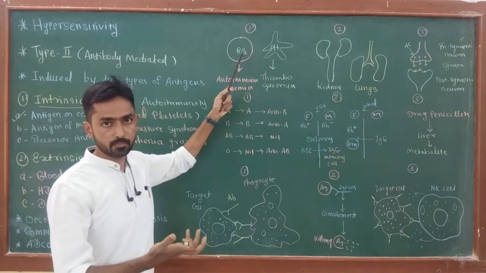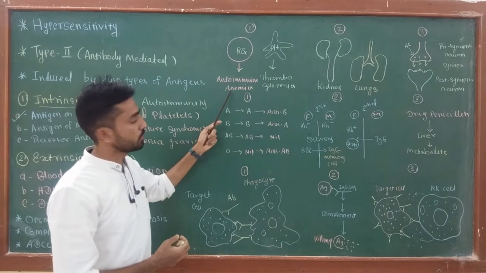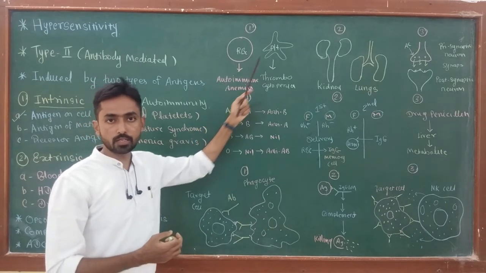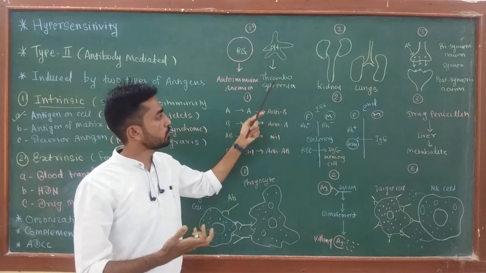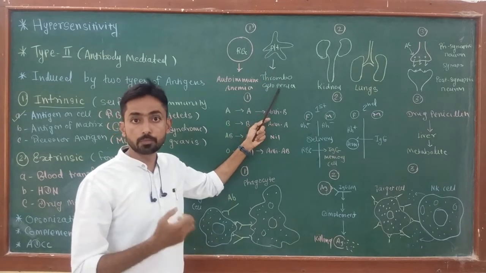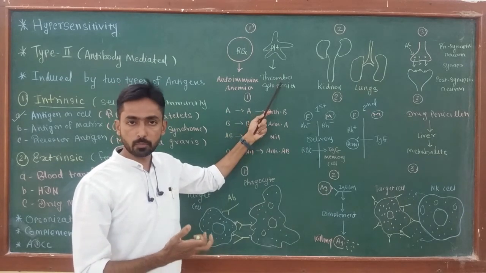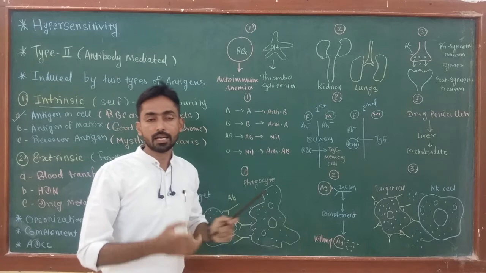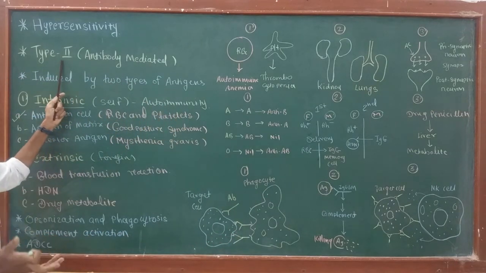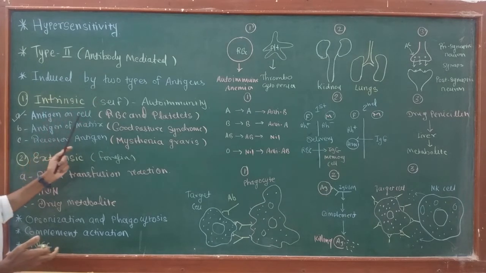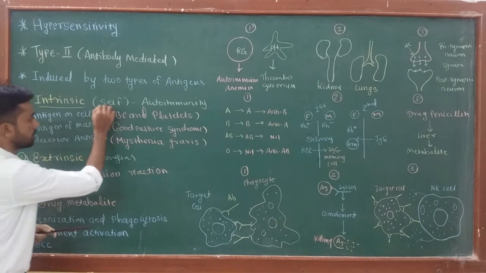Due to the decrease in the number of RBCs, a condition called autoimmune anemia occurs. Okay, and due to degradation or destruction of the platelets by autoantibody, thrombocytopenia is observed. So both these conditions, autoimmune anemia and thrombocytopenia, are nothing but reactions of type 2 hypersensitivity. Okay, and that happened due to antigen present on the RBCs and platelets. Okay, and these antigens are self antigens.